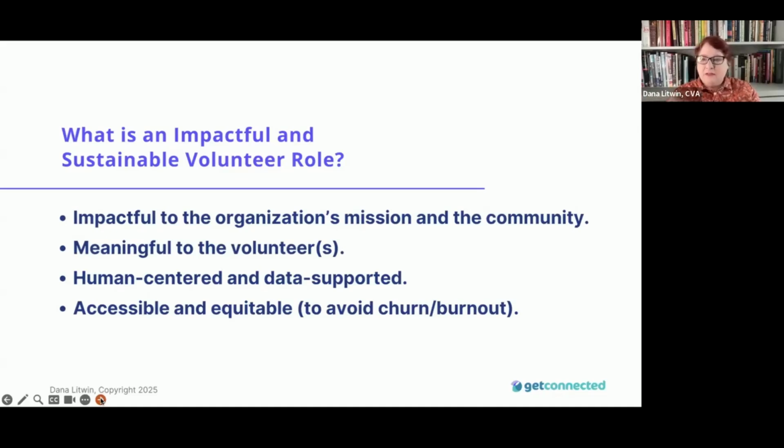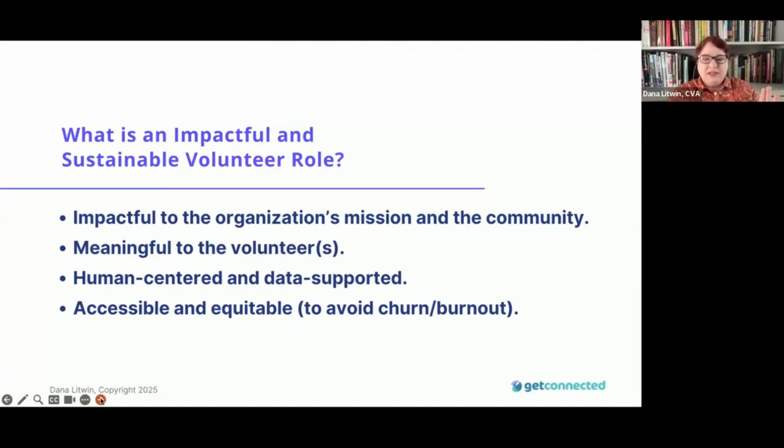It's meaningful to the volunteers in the role, whether they're sharing a role or different kinds of jobs and positions across the organization. And we want to keep this human-centered and data supported. You might hear data-driven as a buzzword in our sector. Quite a lot is data-driven. That's important too. We're going to talk about that a little bit.